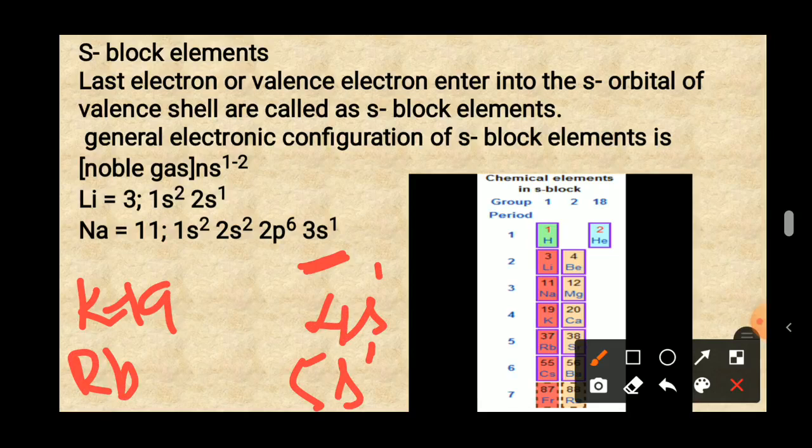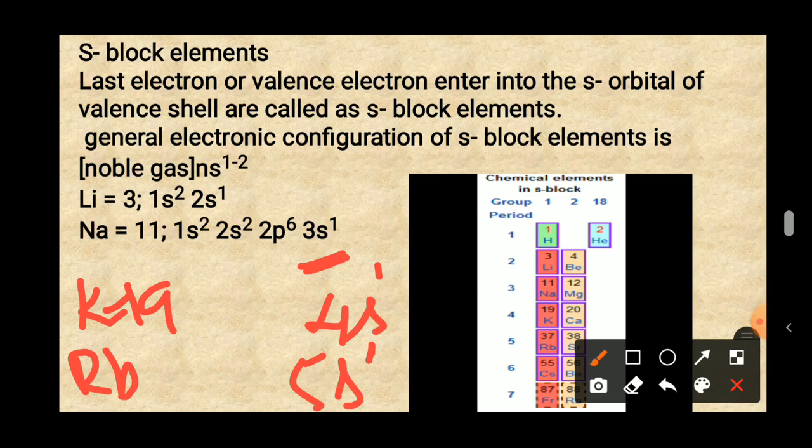So here we can see that for lithium, the outermost shell is 2, and 1 electron has entered the s orbital. Sodium's outermost shell is 3, so the electron enters 3s1. Potassium, atomic number 19, has the 4th shell as outermost, and the electron enters the s orbital of the 4th shell. Rubidium's last electron enters the s orbital of the 5th shell. So this is called an s-block element.